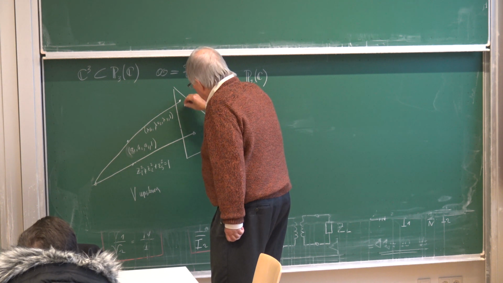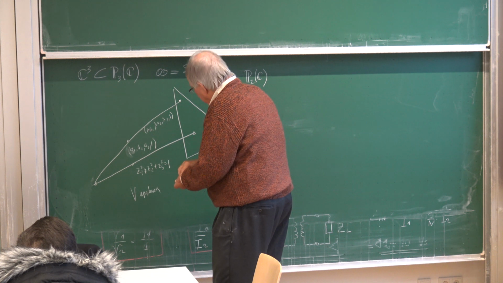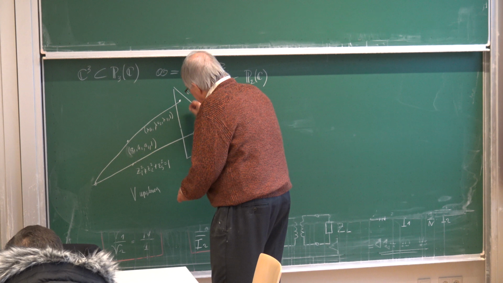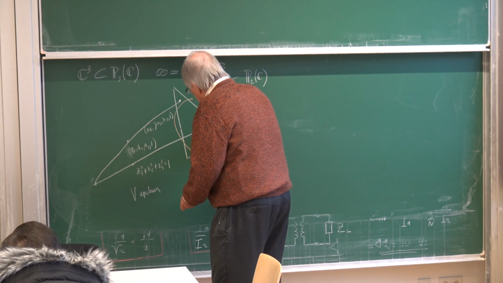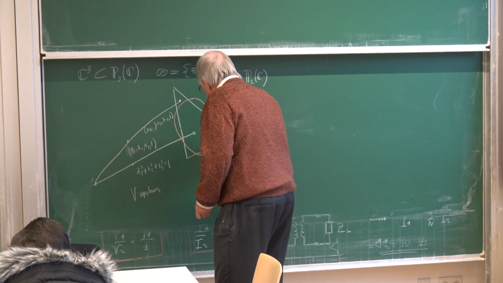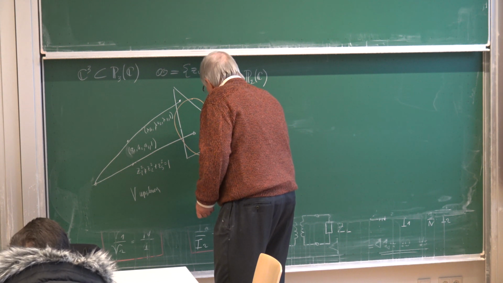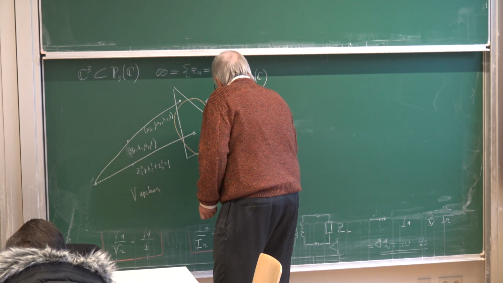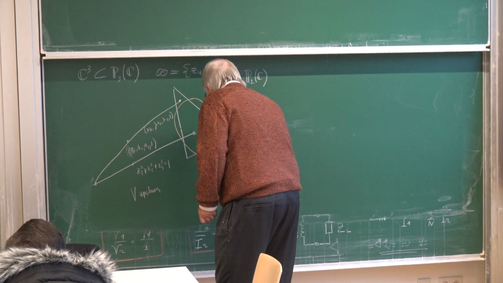And at infinity, now I have to draw it, I probably will make a mistake, but it will be more or less this. So this is the equation Z1 squared plus Z2 squared plus Z3 squared equals 0 in P2 at infinity.